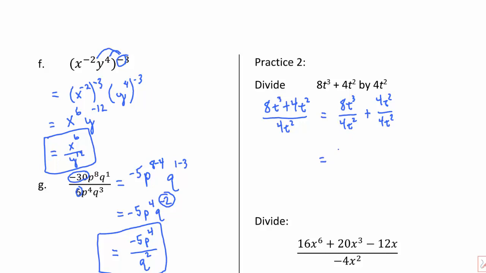What is 8 divided by 4? Well, it's 2. T cubed divided by t squared. Well, what's 3 minus 2? 3 minus 2 is 1, so this is t to the first power, but we don't write to the first power. Then we have plus 4t squared divided by 4t squared. Well, 4 divided by 4 is 1, t squared divided by t squared is 1, 1 times 1 is 1. So your answer here is going to be 2t plus 1.